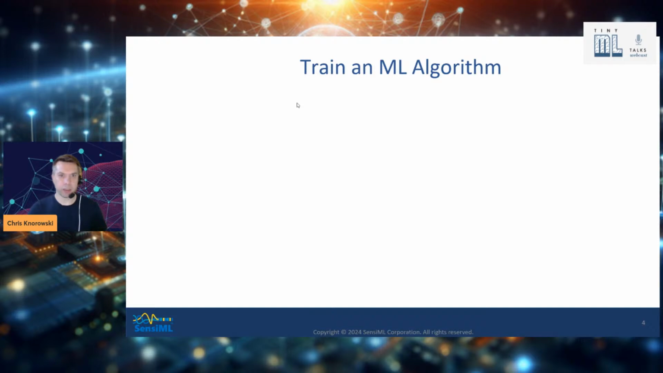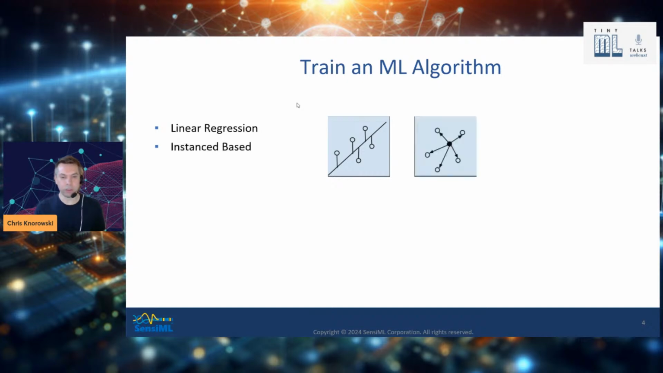So briefly, I'll just talk a little bit about training an ML algorithm. You can do linear regression, which is concerned with modeling the relationship between variables in a linear fashion. You can do instance-based, such as a KNN classifier, where you're building up a database of examples and comparing new things that come in to that database of examples using some similarity measure. There's decision tree methods, where you construct a model of decisions, and each node splits on some feature in your data set.